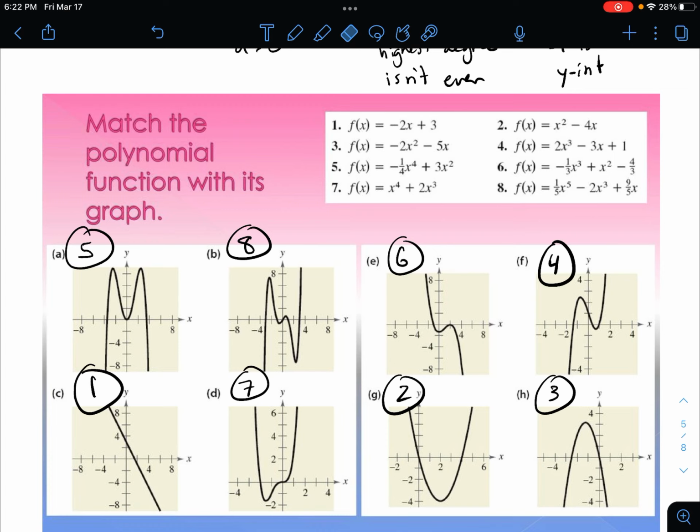All right, and here are the correct answers. So go ahead, check your work. If you have questions, ask a classmate, or you can ask me when I get back on Tuesday.